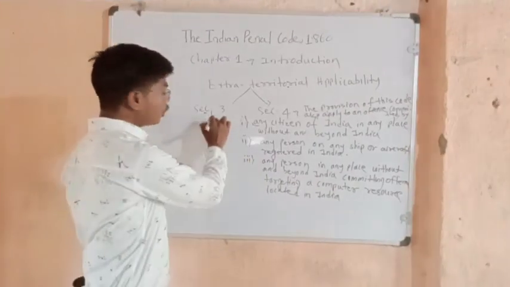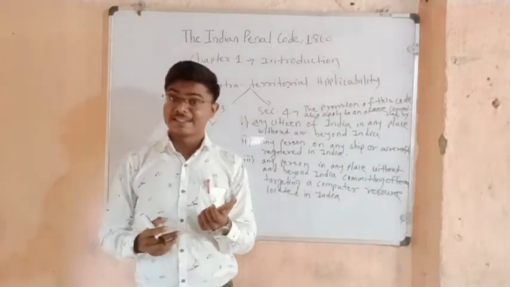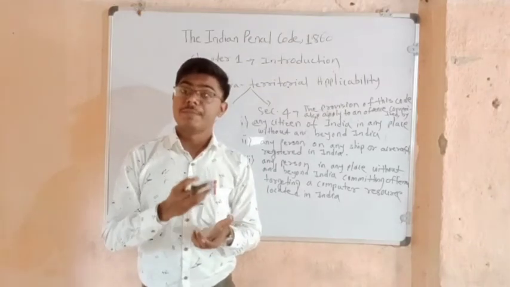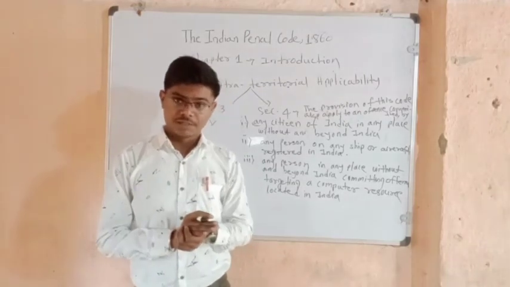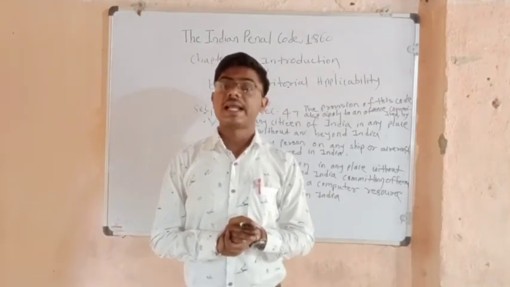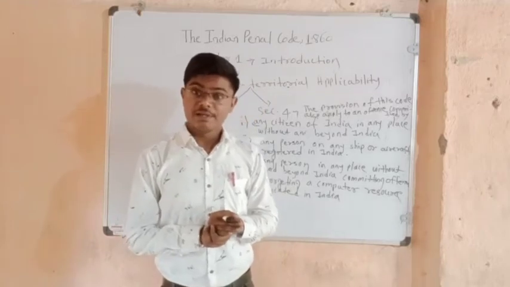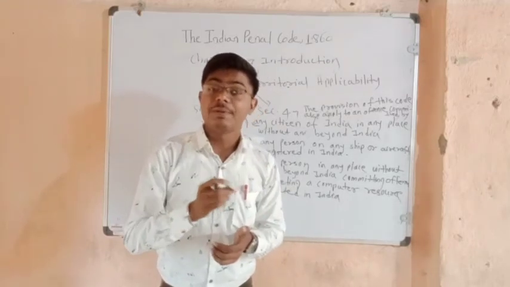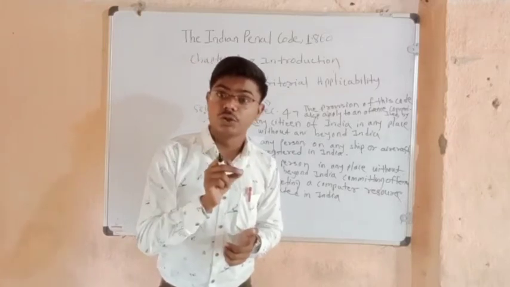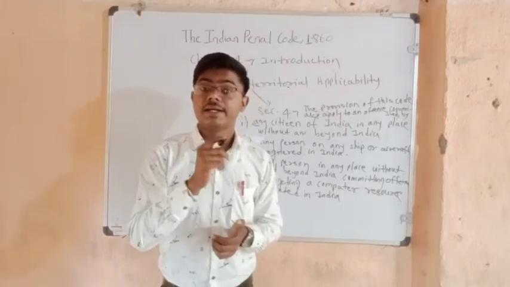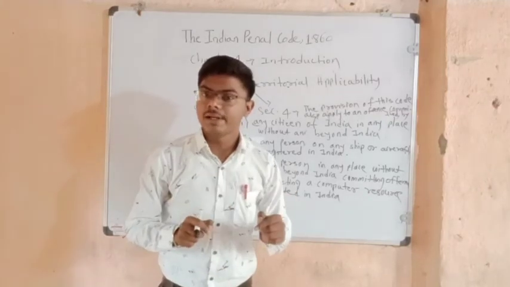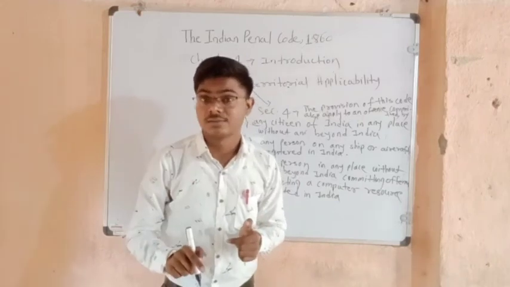Section 3 talks about punishment of offences committed beyond India but which by law may be tried within India. It means that, friends, any person liable by Indian law to be tried for an offence committed beyond India shall be dealt with under the provisions of this code for any act committed beyond India in the same manner as if such act had been committed within India.